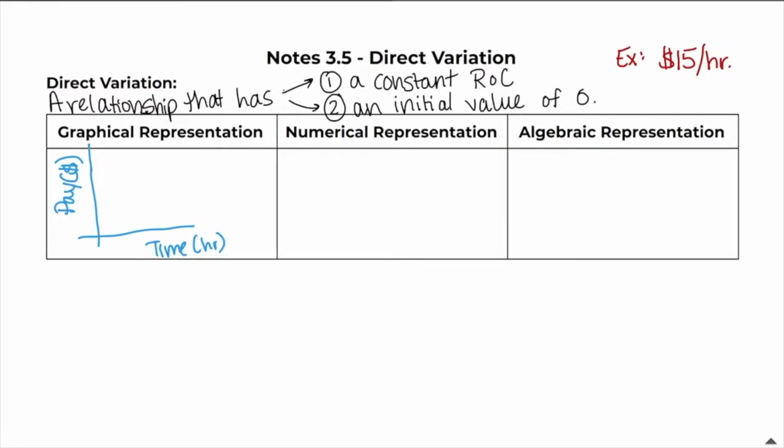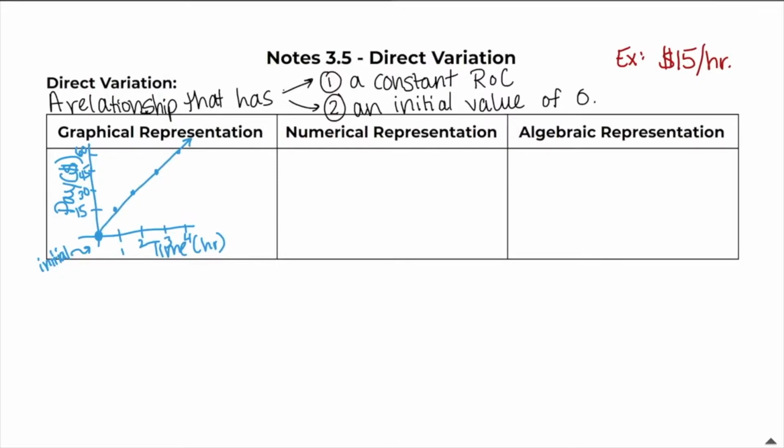So if you work 0 hours, your pay is 0. So this right here is your initial value. Do you see how you are starting at 0? And then every hour you work, so we'll say these are 1, 2, 3, 4 hours, you get paid $15. And this is just a rough sketch. So 15, 30, 45, and 60. So here 1 hour is 15, 2 hours is 30, 3 hours is 45, and 4 hours is $60.